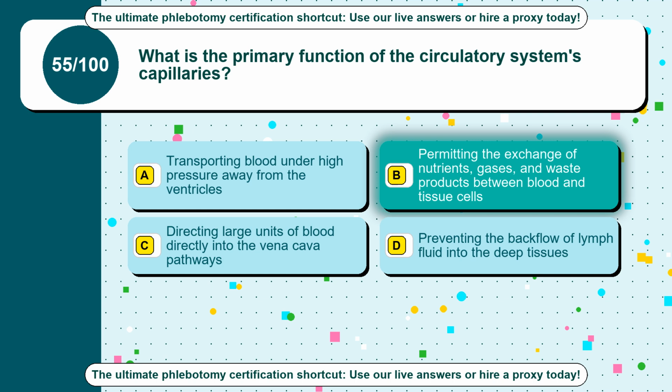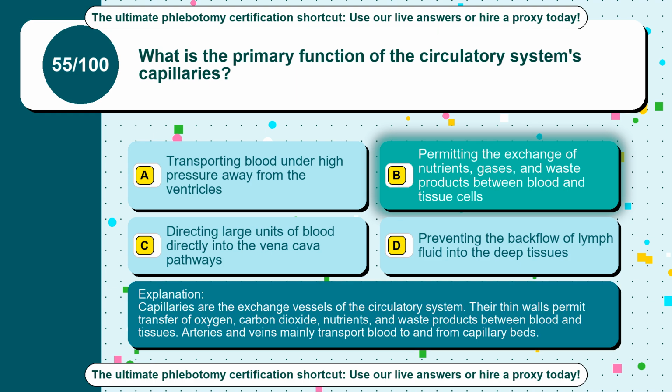Permitting the exchange of nutrients, gases, and waste products between blood and tissue cells. Capillaries are the exchange vessels of the circulatory system. Their thin walls permit transfer of oxygen, carbon dioxide, nutrients, and waste products between blood and tissues. Arteries and veins mainly transport blood to and from capillary beds.